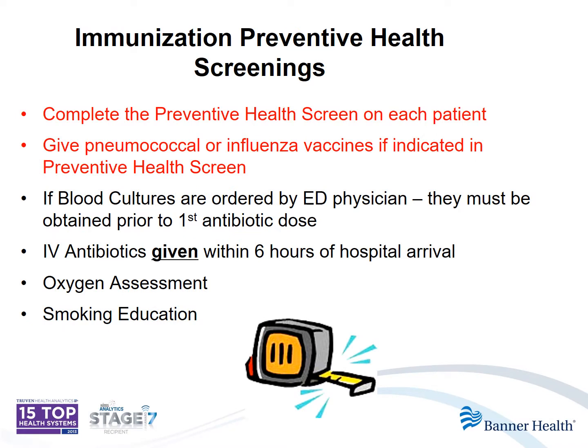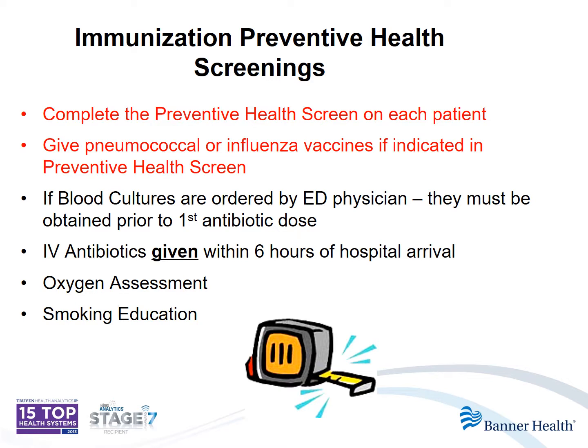These are the Joint Commission core measures for pneumonia and influenza. Every adult is screened for a pneumococcal vaccine and given if indicated. Blood cultures are ordered and done in the ED. Were they obtained prior to the first antibiotic dose? IV antibiotics must be given within 6 hours of hospital arrival.